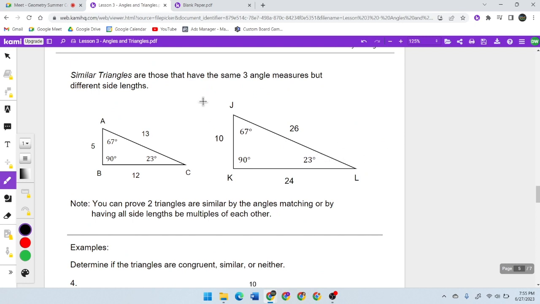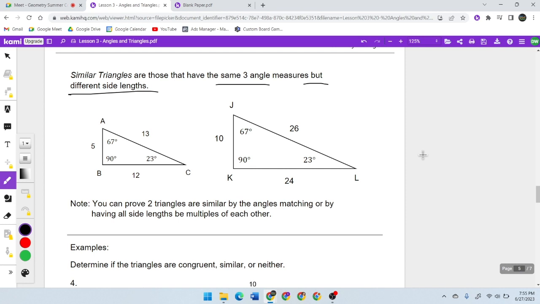So similar triangles have the same three angles, but different side lengths. Look at these two triangles right here. See how they're different side lengths to each other? We would call them similar because the angles are identical, 67, 90, and 23, but the side lengths are different, and that's important. And basically what similar triangles mean is that similar triangles are proportional to one another. What does proportional mean? It means one is bigger and the other is smaller, but they are identical in shape.